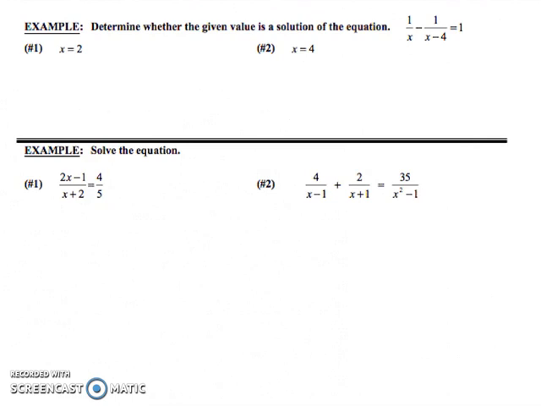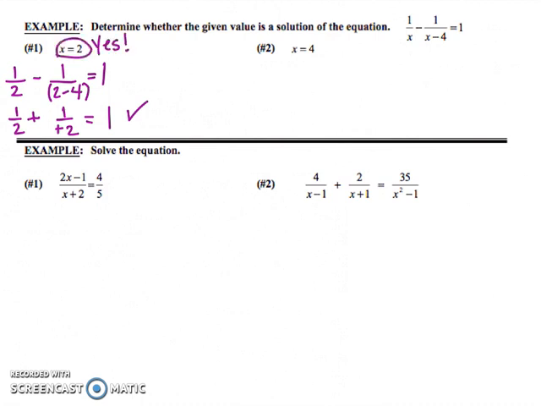So determine whether the given value is a solution of this equation. So we just want to know, if we plug in x equals 2, does it make that equation true or not? Well, the only way is to plug it in and find out. So if I plug in x equals 2, I'm going to have 1 over 2 minus 1 over 2 minus 4, and I want to know, does that equal 1? Well, this is 1/2. 2 minus 4 in the denominator there becomes -2. So I have minus 1 over -2. So chop, chop, right? Minus a negative becomes plus a positive. 1/2 plus 1/2 equals 1. Yes, that's true, right? So yes, x equals 2 is a solution to that equation.